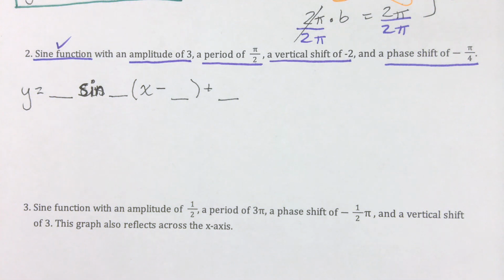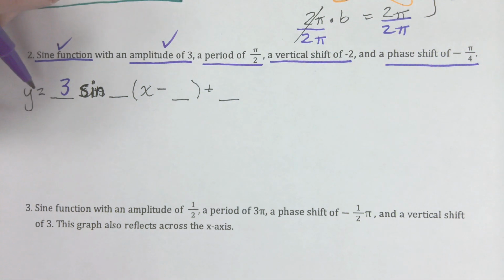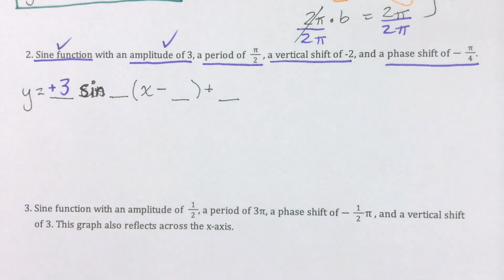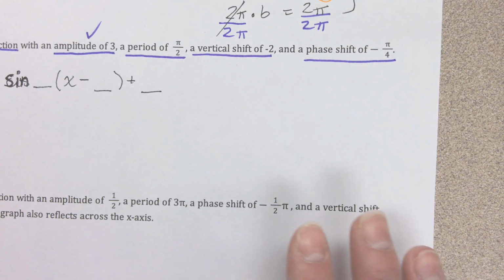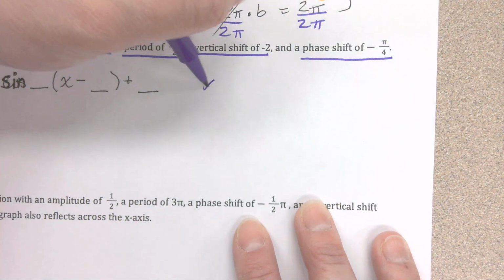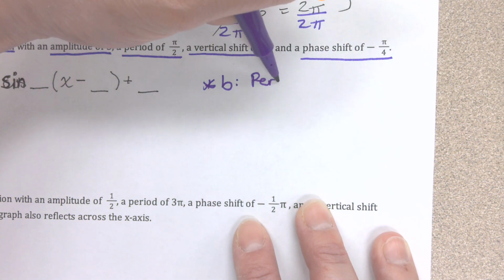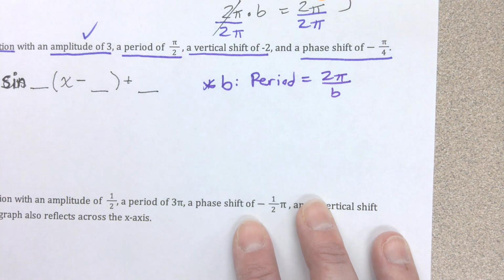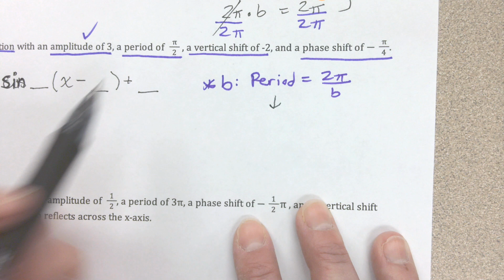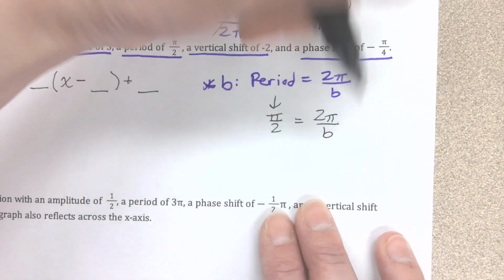Sine function. Check. Amplitude of 3, so A is 3. No reflection mentioned, so it's positive 3. Period of pi over 2, again, that is going to be used to find B. So I'll come over here to do that. Period equals 2 pi over B. This time we know that the period is pi over 2, equals 2 pi over B.